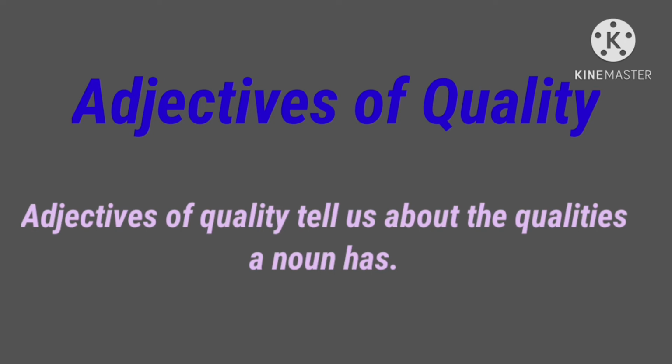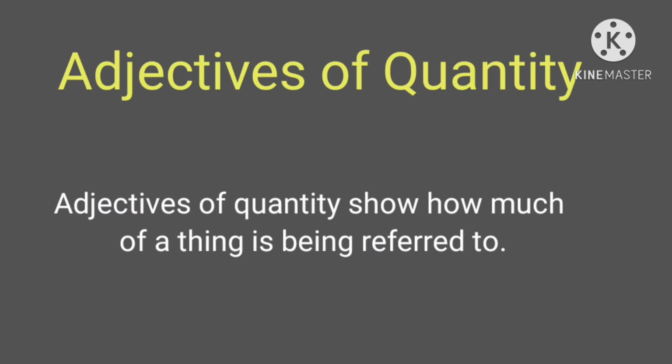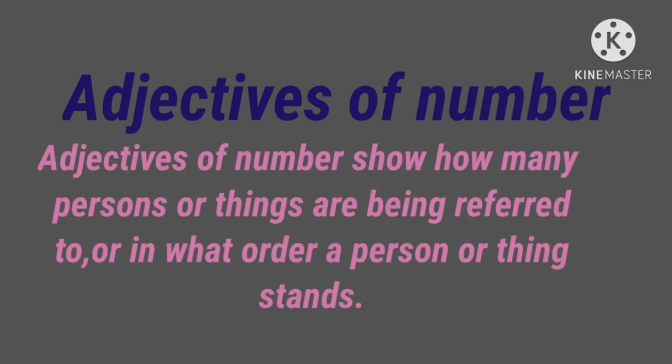Second one, adjectives of quality. Adjectives of quality tell us about the qualities a noun has. Next, adjectives of quantity. Adjectives of quantity show how much of a thing is being referred to. Adjectives of number show how many persons or things are being referred to.